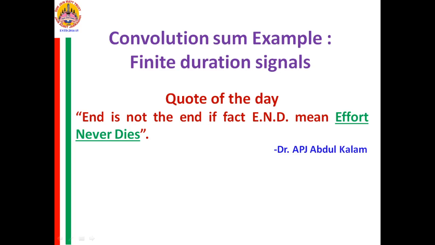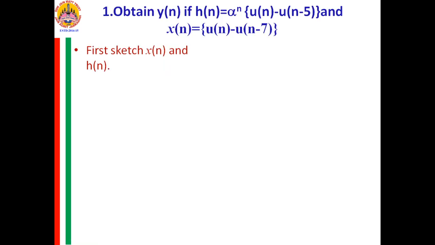In today's session, we shall concentrate on convolution sum between two finite duration signals. So consider this example where h[n] is equal to alpha raised to n, u[n] minus u[n minus 5], and x[n] is equal to u[n] minus u[n minus 7]. Now both these are finite duration and their length is limited. So it is essential first to sketch this x[n] and h[n].